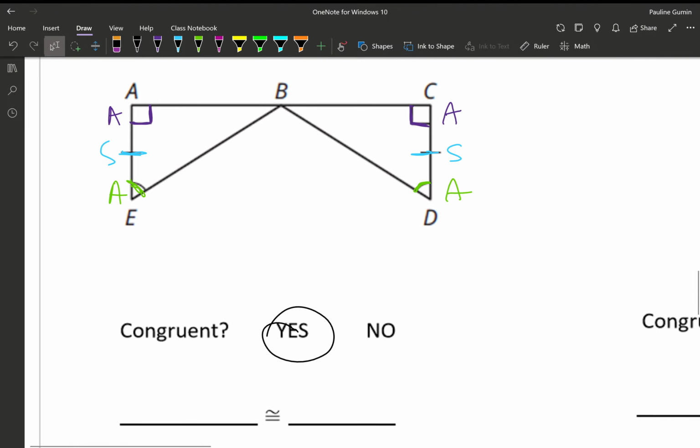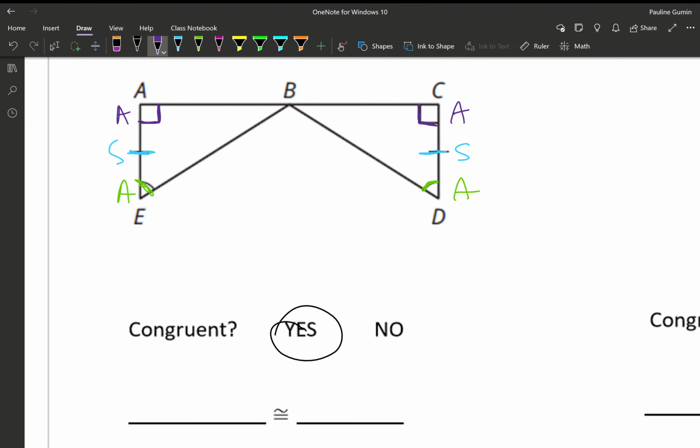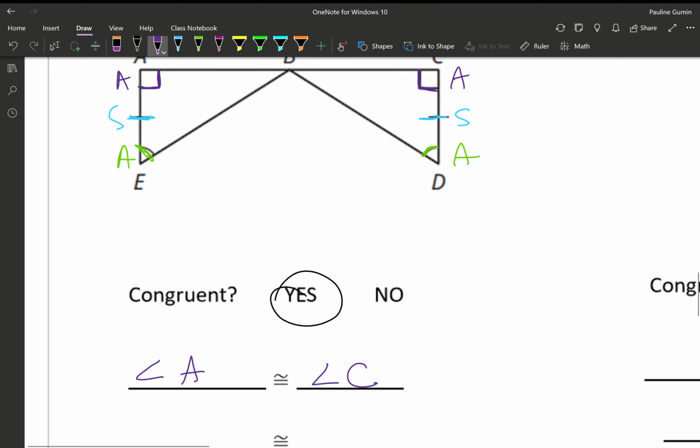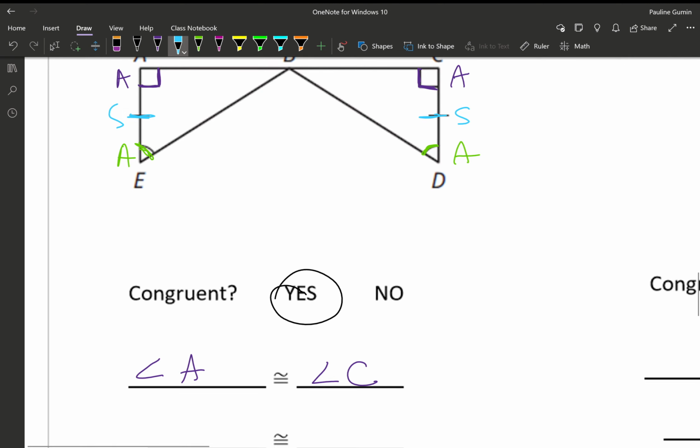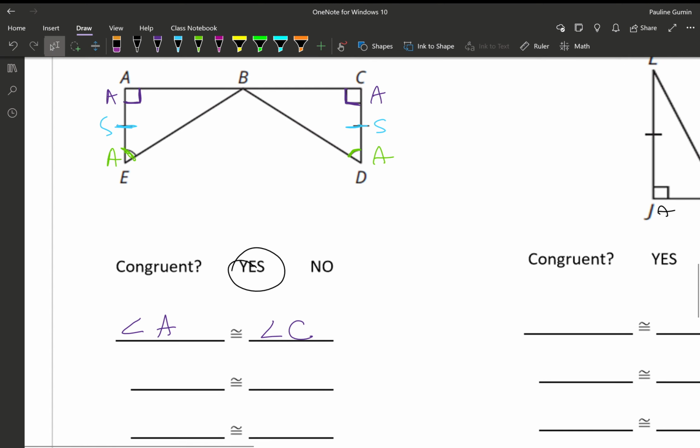Let's write down the congruent statements. I'm going to begin with the 90-degree angle. I've got angle A congruent to angle C. Then next I'm going to write down the sides. The side is, let me zoom out a little bit, AE and CD. And lastly, that final angle, angle E and angle D.